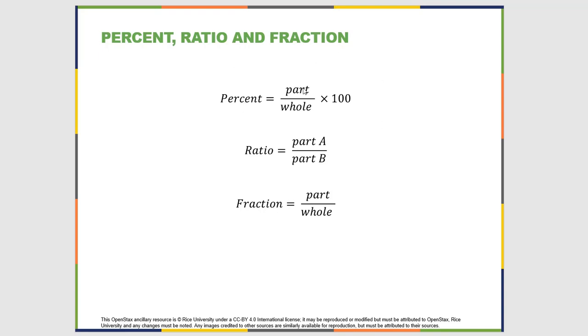A percentage is the part divided by the whole times 100. So whenever you have a percentage, it's the part out of the whole. And then you multiply by 100 to make it a percent. A ratio, on the other hand, is part A versus part B. So it's the relationship between one part and another part. And we use this sometimes in chemistry.